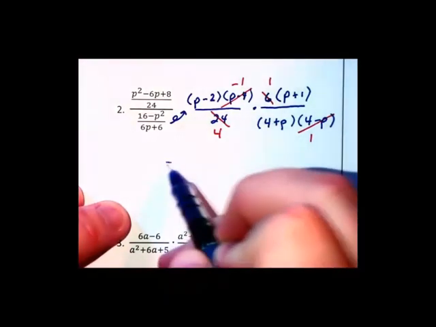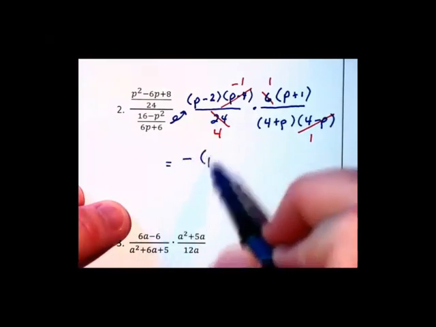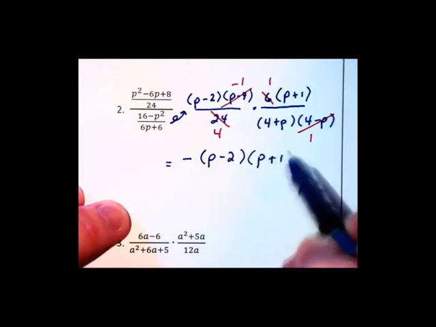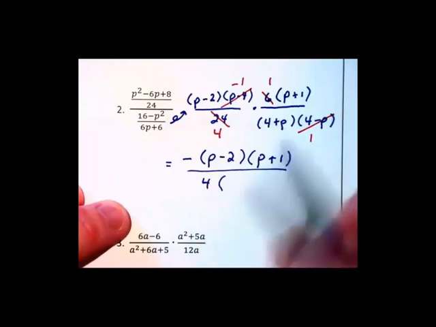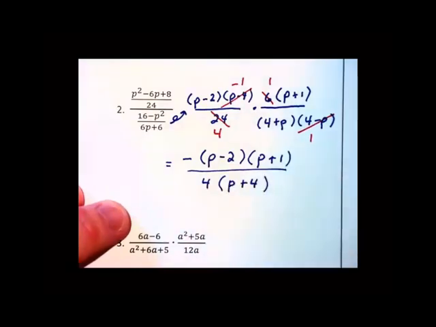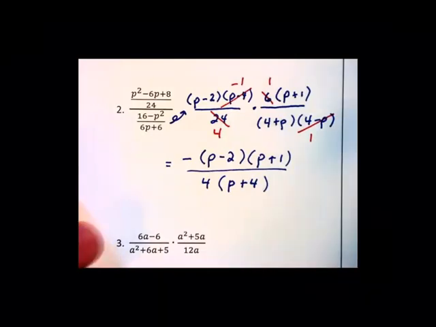All I see left in this problem is negative upstairs times p minus 2 times p plus 1 over 4 times the quantity 4 plus p, which I'm going to rearrange to p plus 4. Addition is commutative, and I can rearrange that, but we've got to be careful not to reverse the order of subtraction.